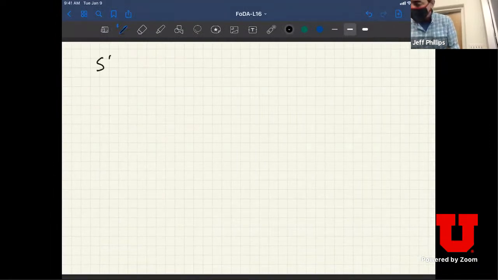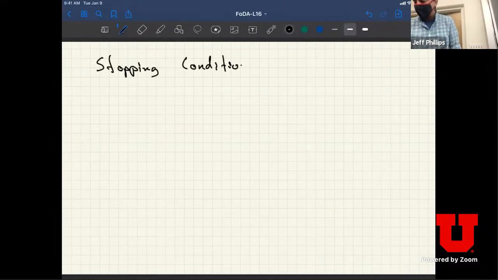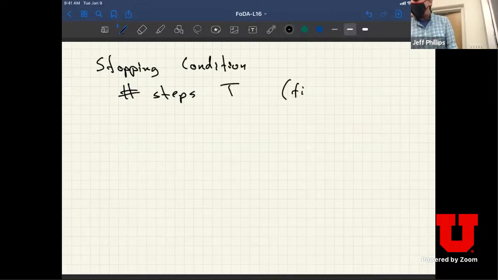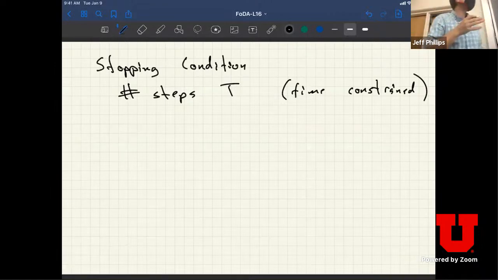Let me first say something very briefly about the stopping condition. Either we do a number of steps t. This is if we are time constrained. Sometimes you actually get a more stable solution to a data analysis problem if you stop before it has actually converged. But we're not going to get into that in this class so much.